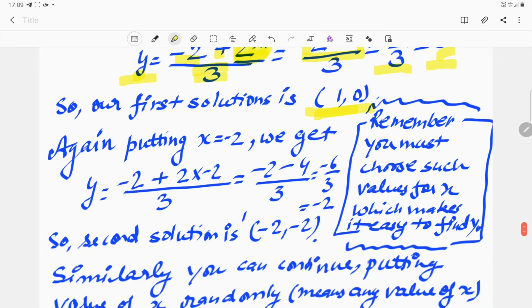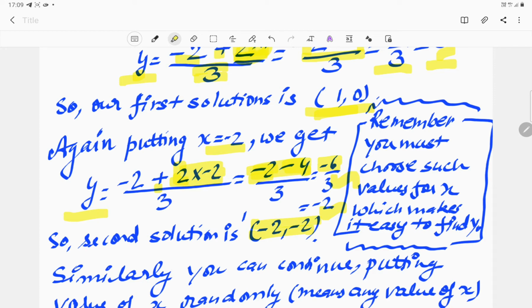Again putting x equals to minus 2, what will we get? y equals to minus 2 plus 2 into minus 2. So first of all, do the multiplication. 2 into minus 2 is minus 4, and now minus 2 and minus 4 together becomes minus 6, divided by 3 will give you minus 2. So second solution is (minus 2, minus 2).